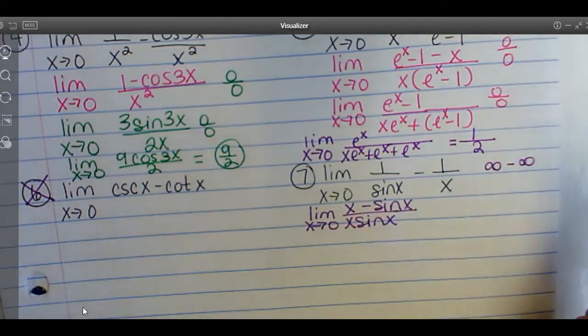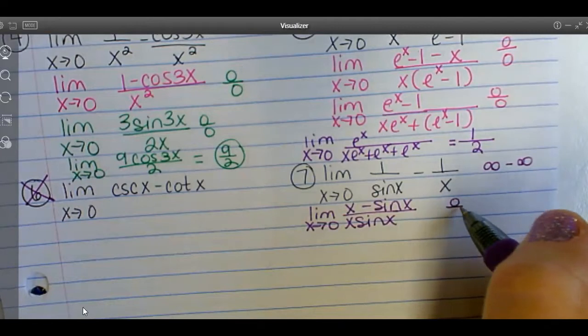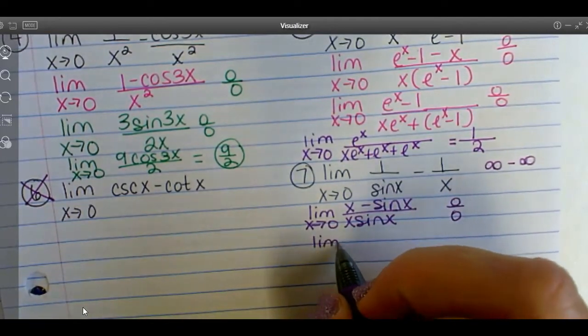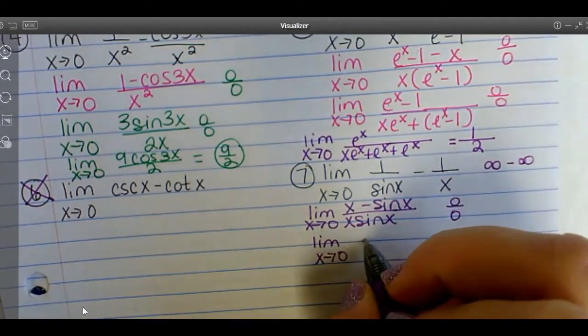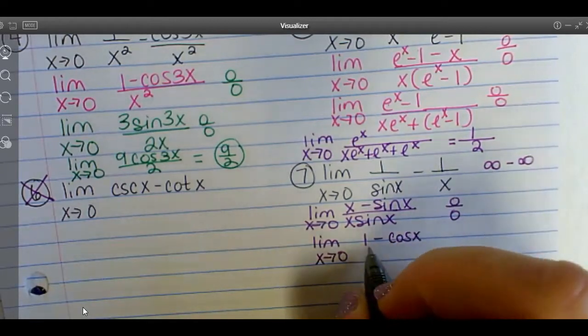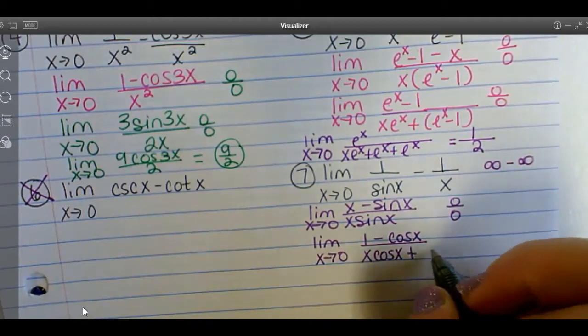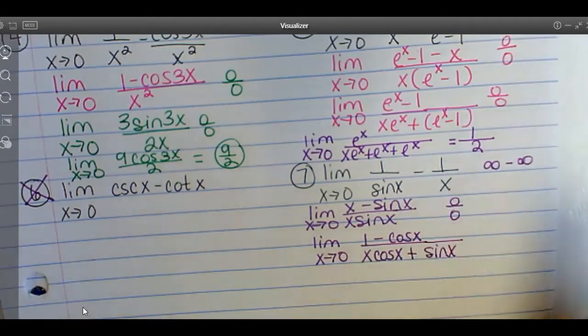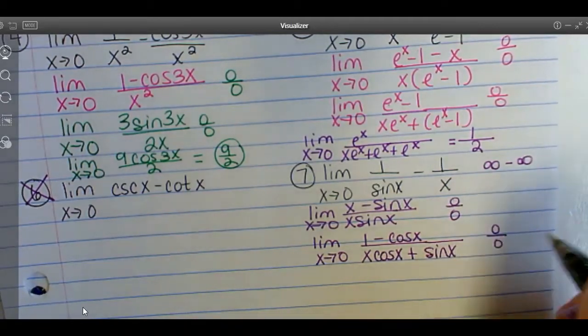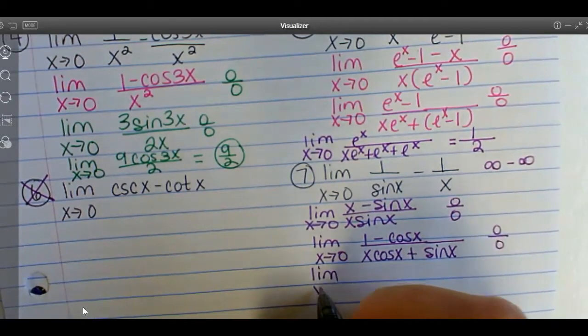Alright, plug in 0. So now I have 0 over 0, so now I can use L'Hopital's rule. So 1 minus cosine over product rule first, derivative of the second, plus second derivative of the first. Yep, you guessed it, we still got 0 over 0, so we've got to do this again.